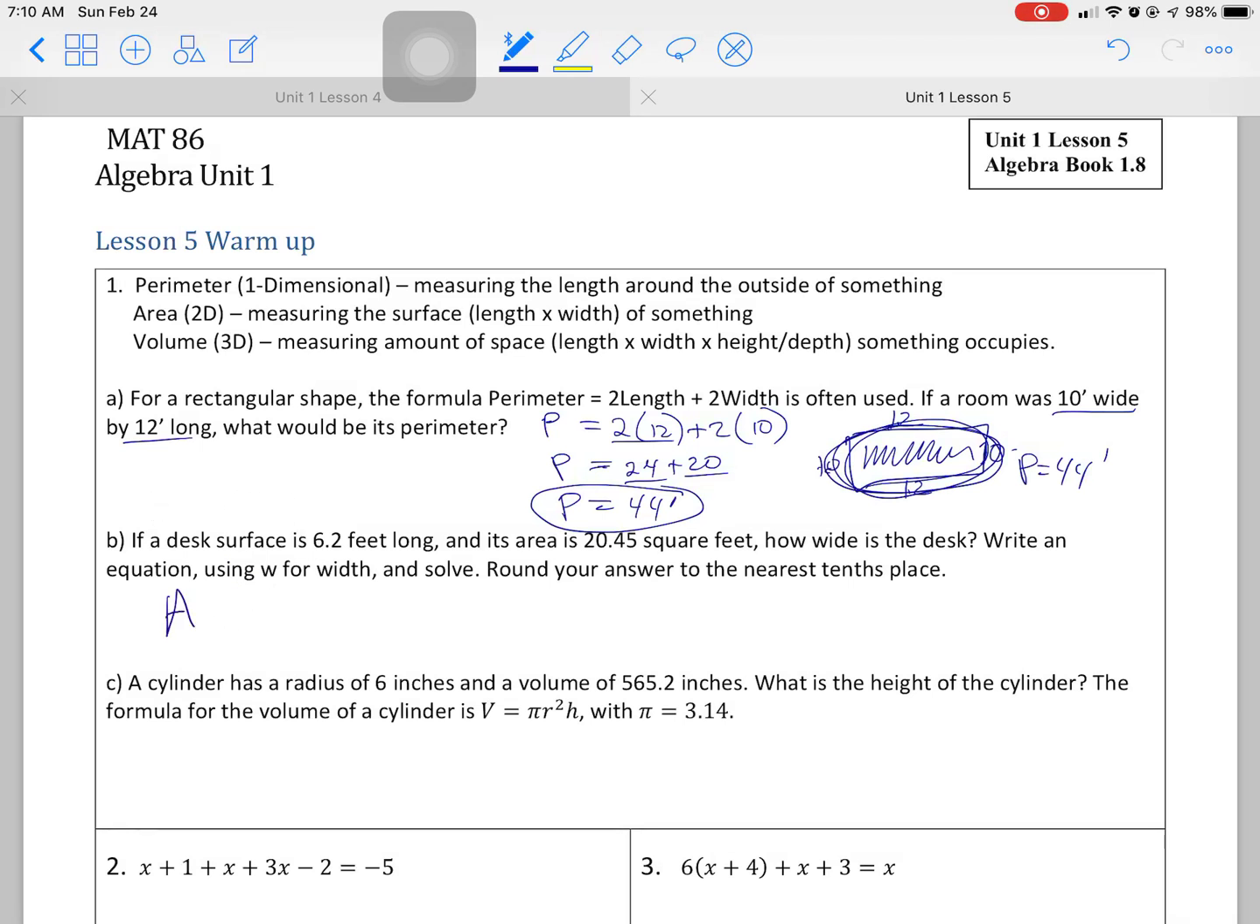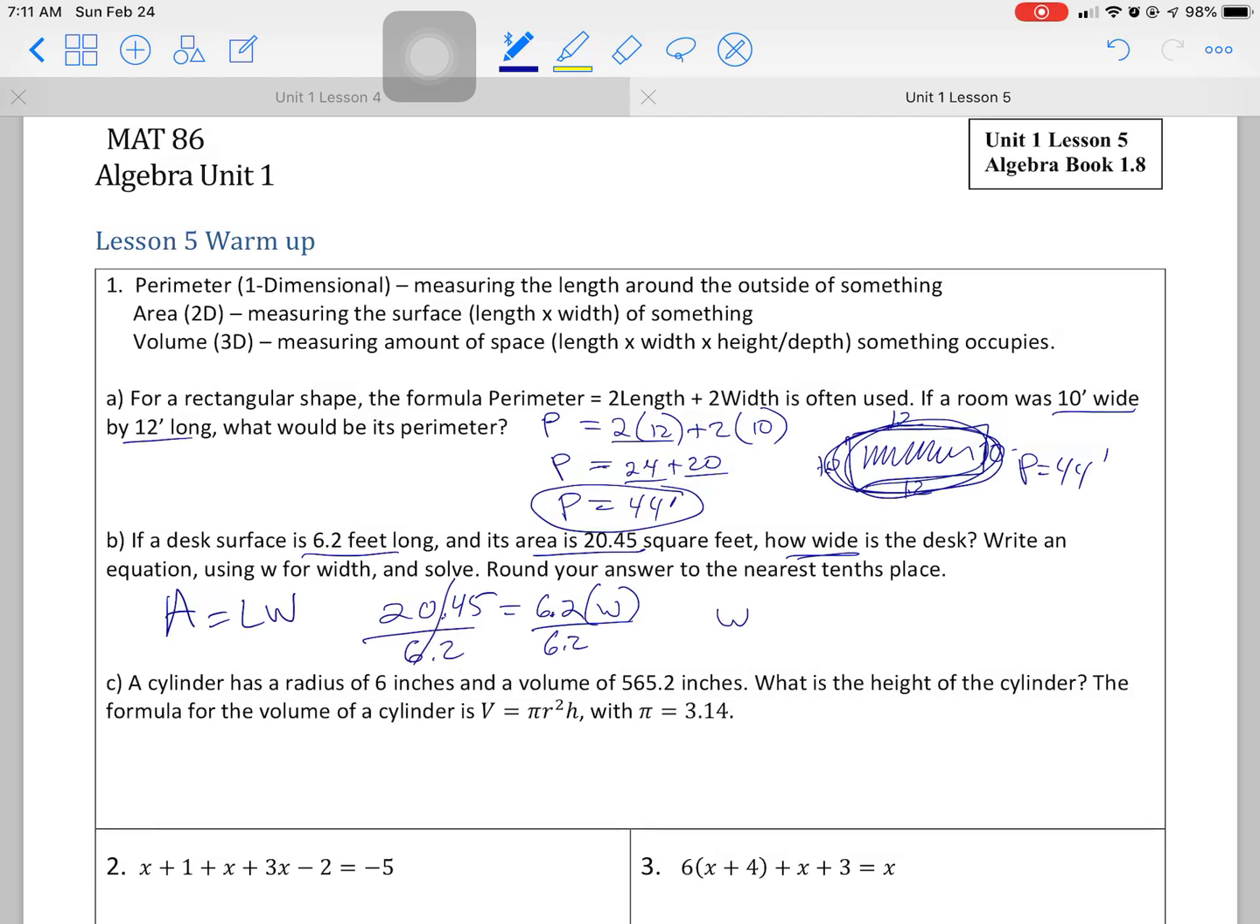All right, most people are used to seeing this as length times width. It just kind of looks like that, length times width, when the two letters are mashed together, all right? What they're giving you is the area, 20.45. That goes on that side, okay? They're also giving you the length, which is 6.2, and they want to know how wide it is. Okay, or you don't need the parentheses, it'd be 6.2 W. But either way, you're dividing by what's next to it, right?